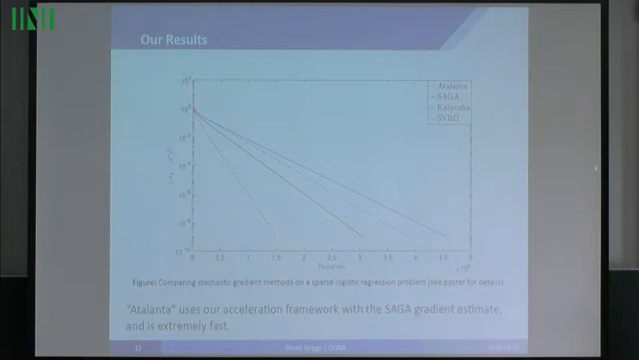So this is just an example applying our procedure to a logistic regression problem. And naturally, our algorithm is the fastest one shown here. It's just applying our framework to accelerate Saga rather than SVRG. All right, thanks for listening.